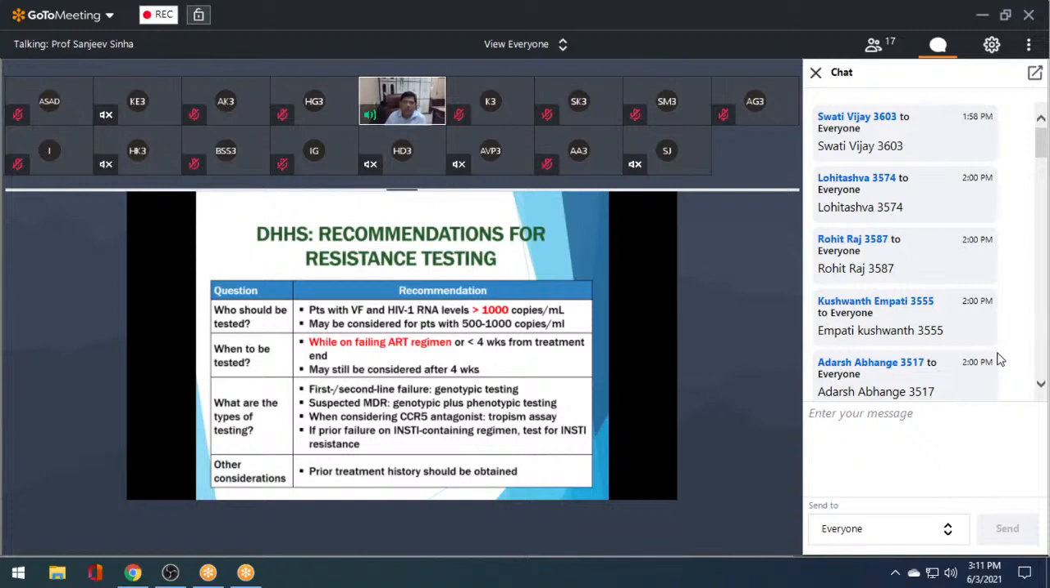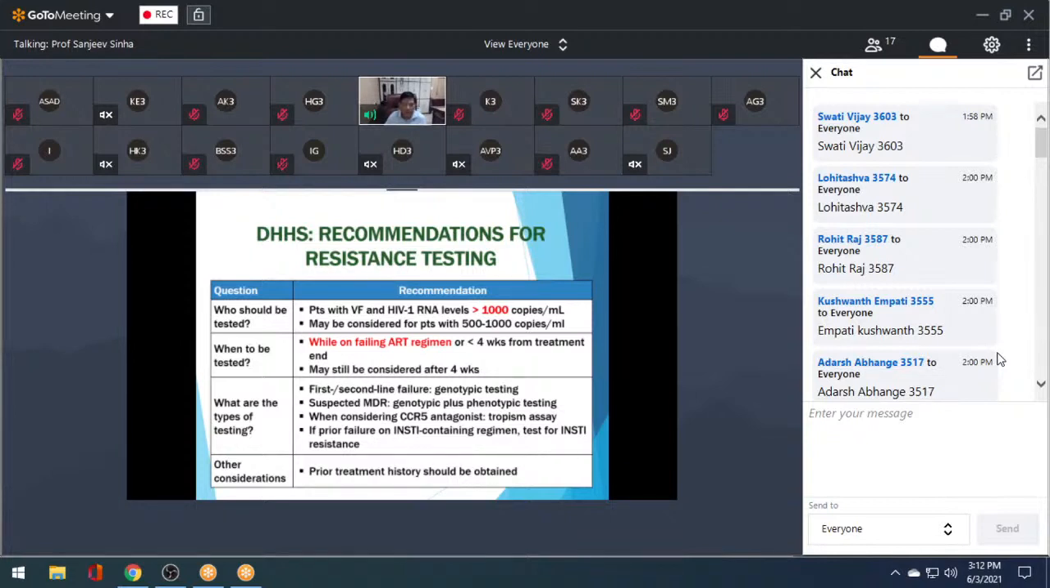And when to be tested? While on the failing regimen, or 4 weeks from starting the treatment. So when the patient on ART is having clinical, virological or immunological failure, then one has to be tested for HIV resistance. And what are the types of testing? So there are different types of testing. In India, we do genotyping, and we have a kind of in-house facility, and there are kits also available for doing sequencing or genotyping.